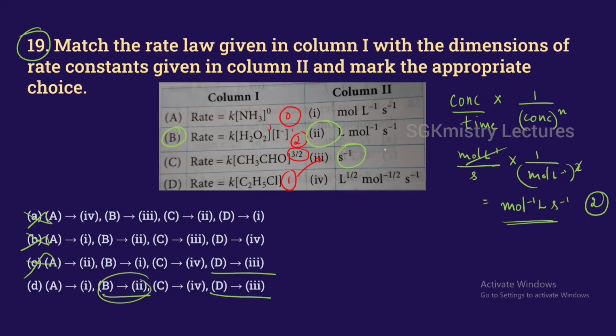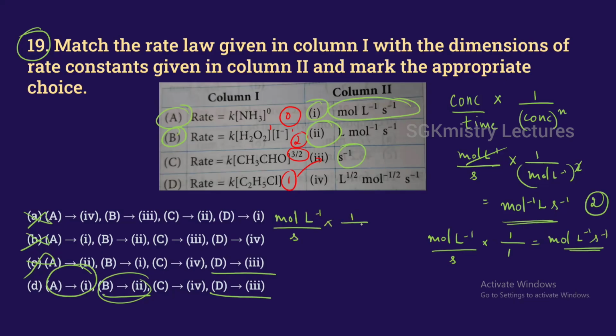Okay, so next for zero order reaction. So mole per liter per second into 1 by concentration to the power of 0, which is again 1. So we have mole per liter per second. We have mole per liter per second. That is 1. For A, we have 1. So here we have A1. Next for C, we have 3 by 2. So mole per liter by second into 1 by mole per liter to the power of 3 by 2.